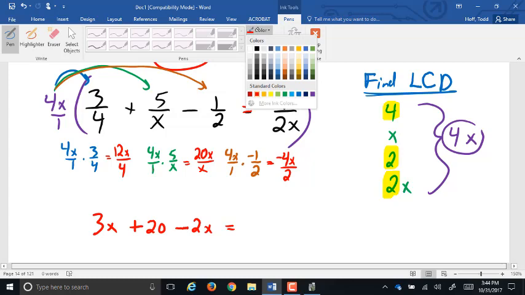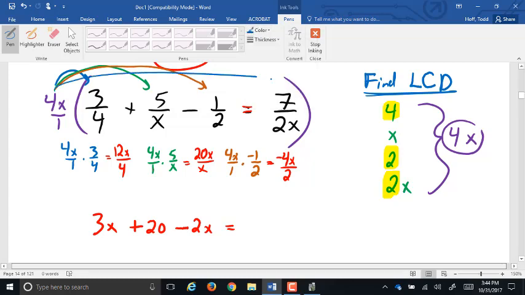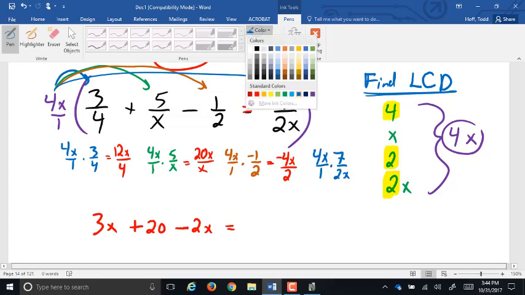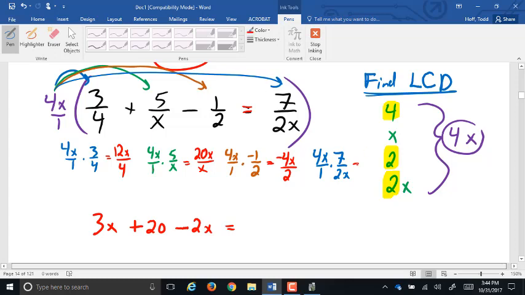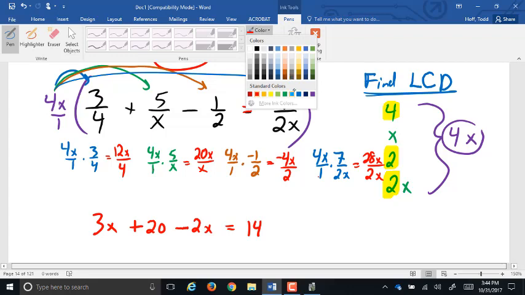We have the 4x over 1 times the 7 over 2x. So on top, 4x times 7 is 28x. On the bottom, 1 times 2x is 2x. So here the x's are going to divide out. So it's 28 divided by 2, which is 14. Now what do we do?